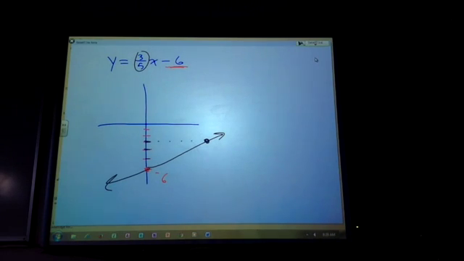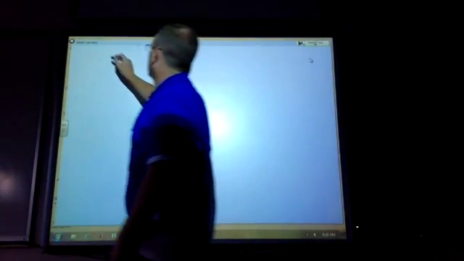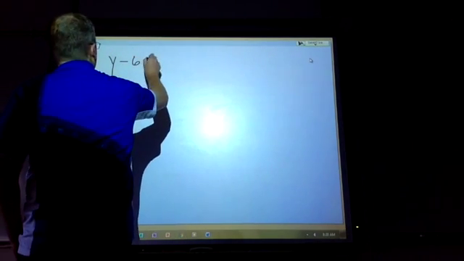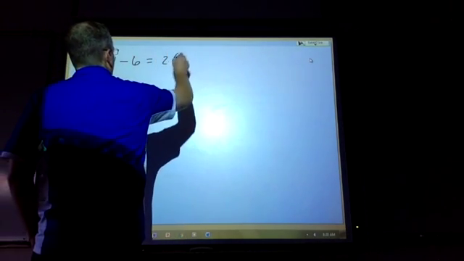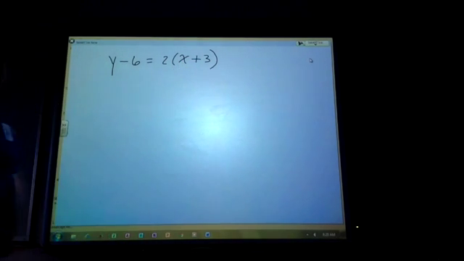Make sense? Does anyone need to see another one like this? Okay. What if we had this? This is what form? Point slope. Casey, go ahead.